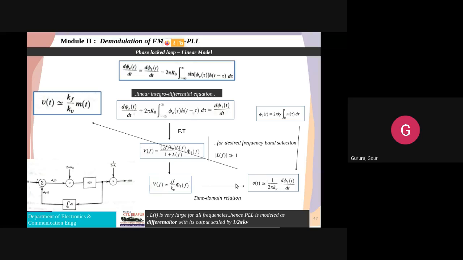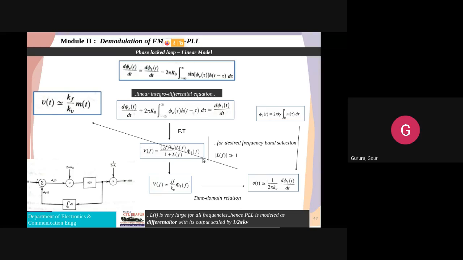So if we take the inverse Fourier transform, we are getting v of t approximately equal to 1 by 2 pi k v times d phi 1 of t by dt. But phi 1 of t we already know is expressed in terms of the frequency sensitivity parameter and the integration of the message signal. If we substitute this here, we finally get the expression for v of t, the output of the PLL, containing the ratio of k f by k v times the message signal.